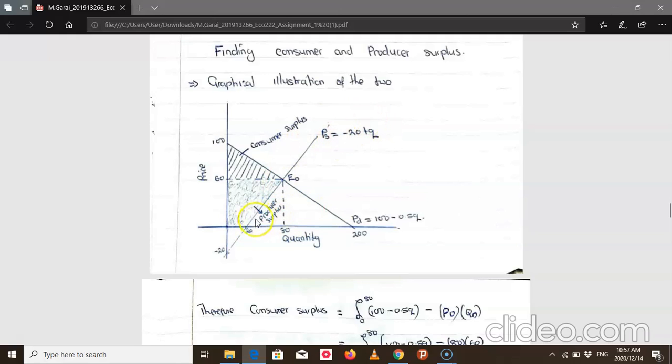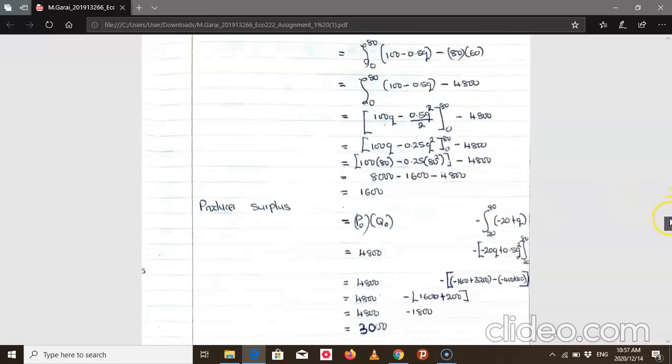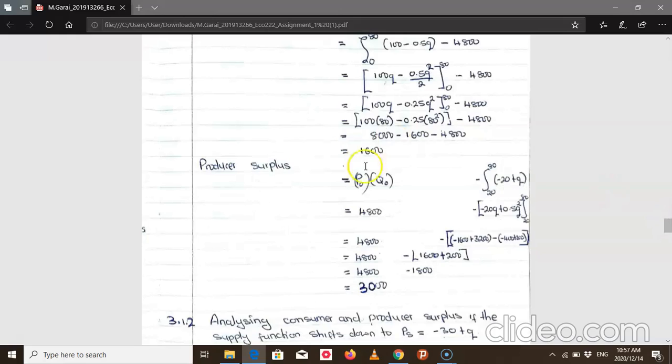supply function. But now it's not between 0, because we want this area, right? It's between 20 and 80. So we say the area of the rectangle, which is 60 by 80, gives 4,800, minus the integral between 20 and 80 of the supply function. So if we integrate the supply function, we get this one.